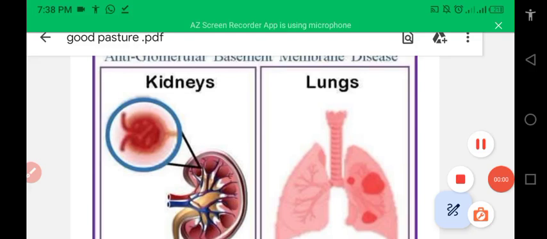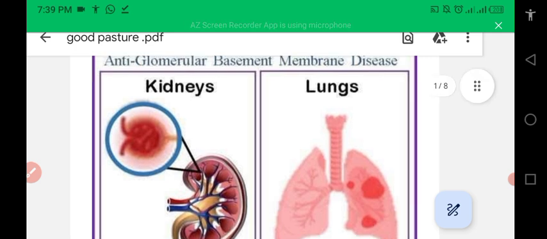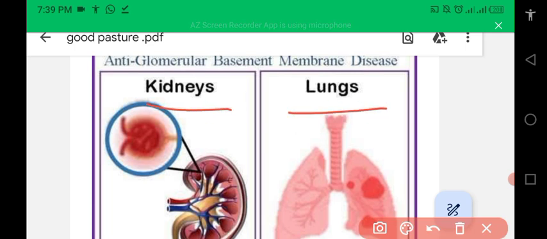Now we are going to look at Goodpasture syndrome and its clinical features. This is a very important topic in the context of many high-yield questions and exams. There is involvement of the kidneys and lungs.